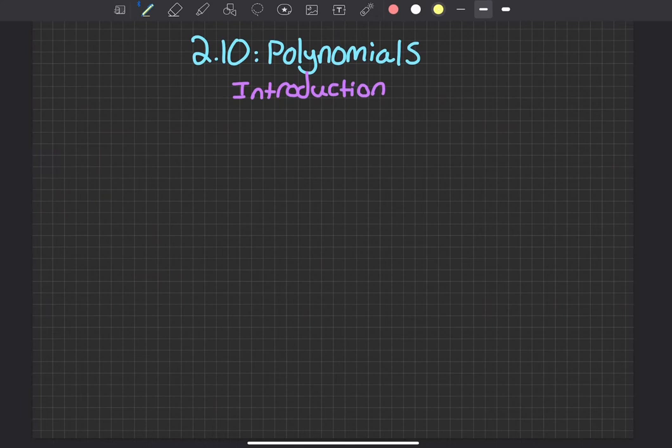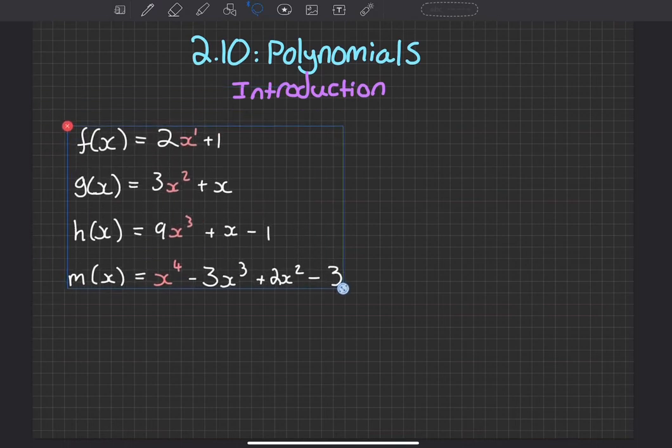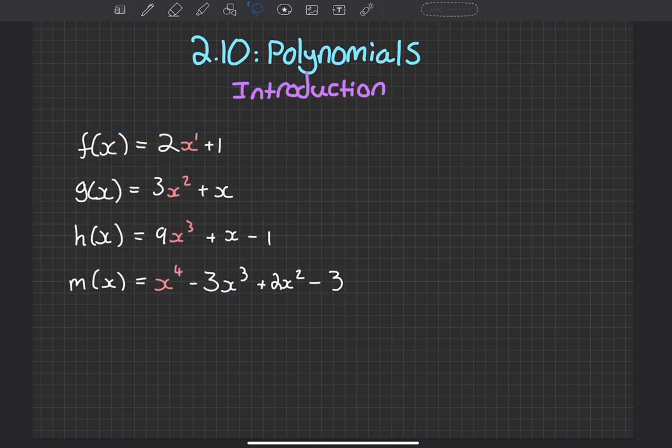So first we'll start by defining polynomials. And polynomials are essentially functions where variables to the powers of different numbers are being added or subtracted together. So I'll put on screen some functions which are all polynomials. And you've already seen these functions before, but what makes all of these functions polynomials?